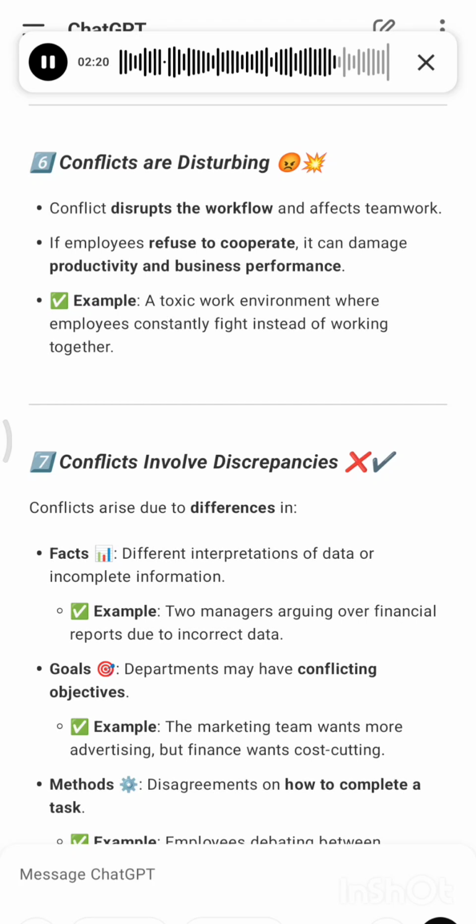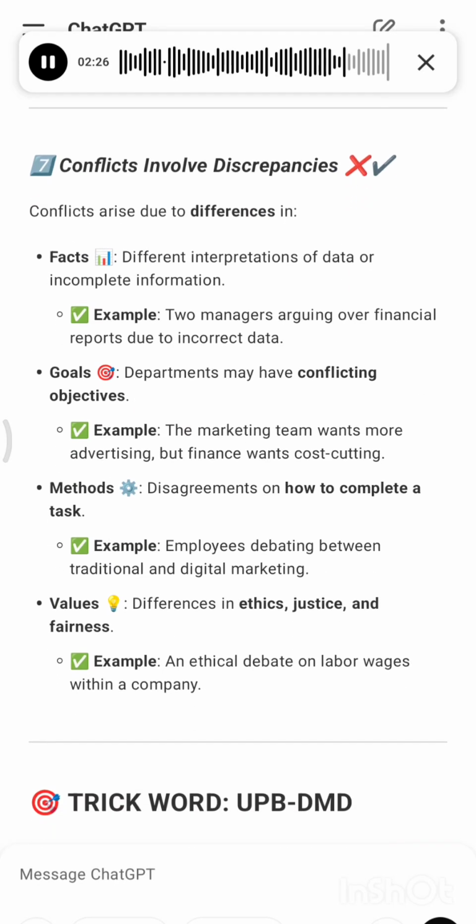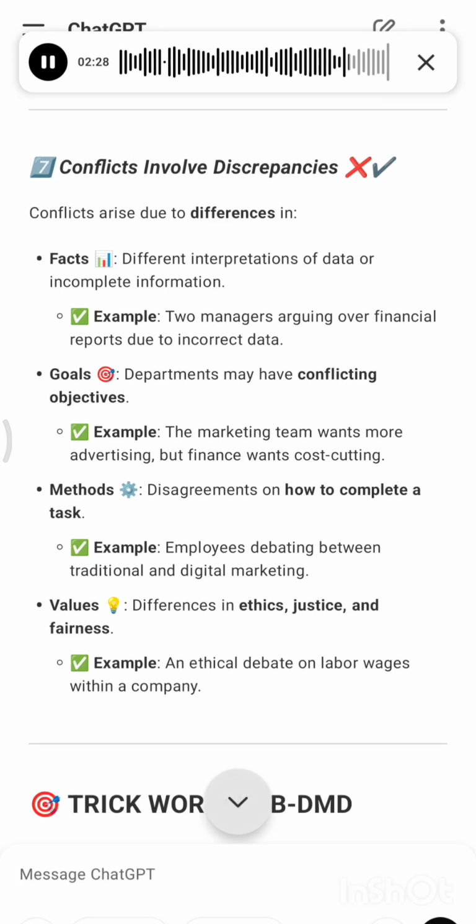Goals: departments may have conflicting objectives. Example: the marketing team wants more advertising, but finance wants cost cutting. Methods: disagreements on how to complete a task. Example: employees debating between traditional and digital marketing. Values: differences in ethics, justice, and fairness. Example: an ethical debate on labor wages within a company.